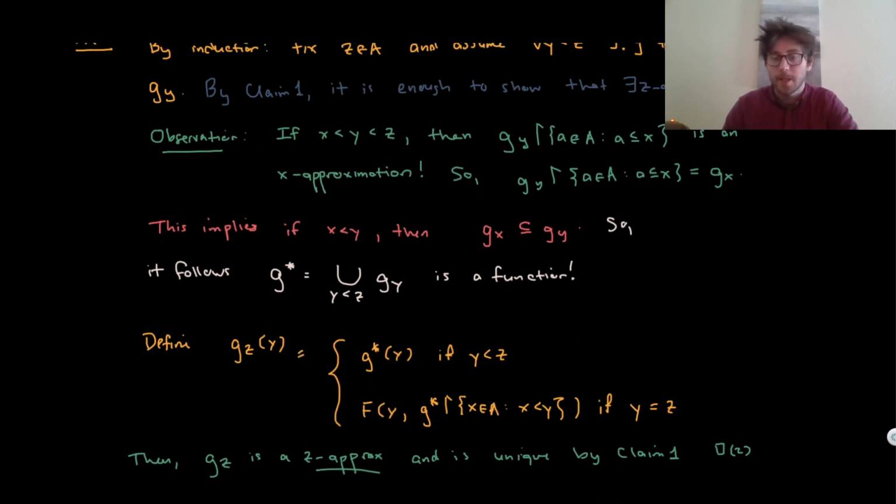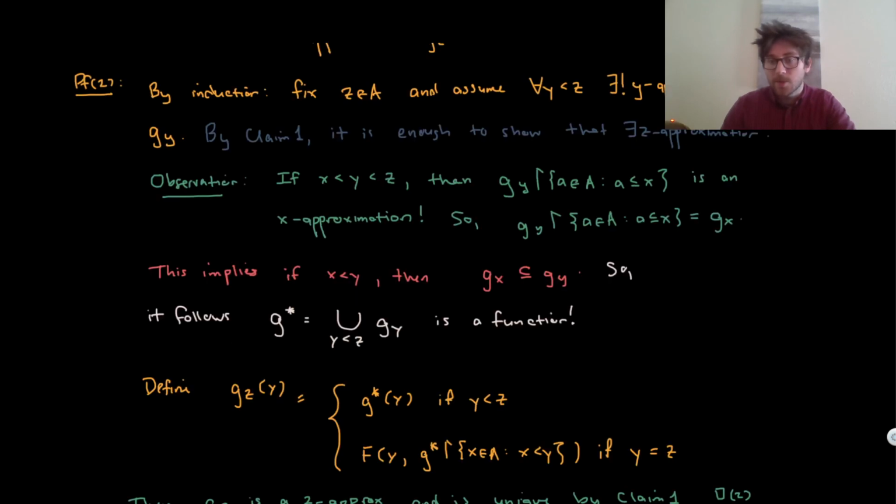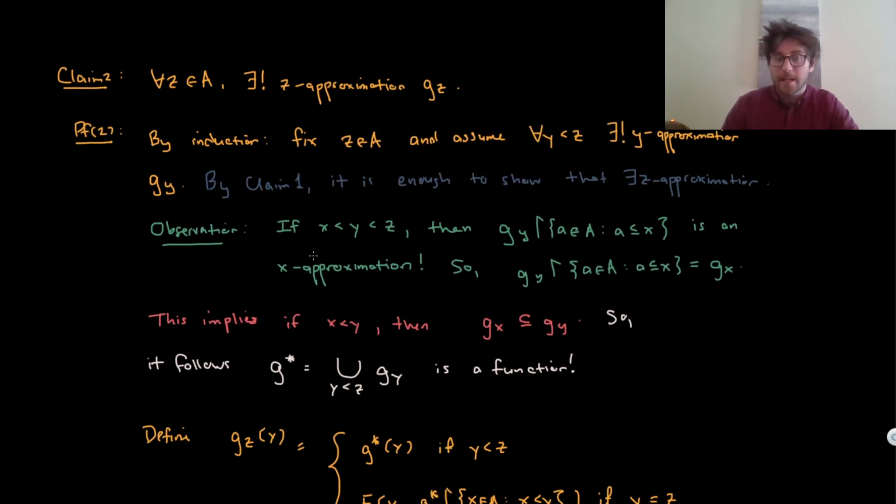Okay. So what do we do from here? Well, we're almost done. All we need to do now is finish things up. For every single value of z in A, in our well-ordered set A, we now have a unique z approximation. And we get the same type of observation: for every x and y where x is less than y in our well-ordered set, the y approximation is going to be an extension of the x approximation.